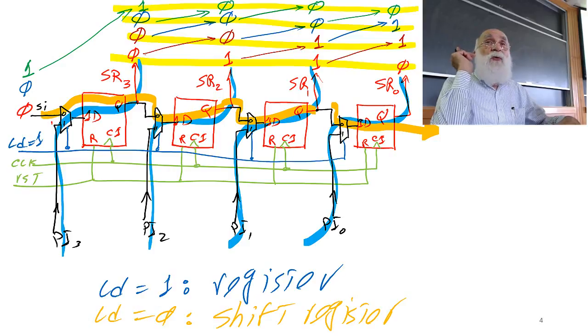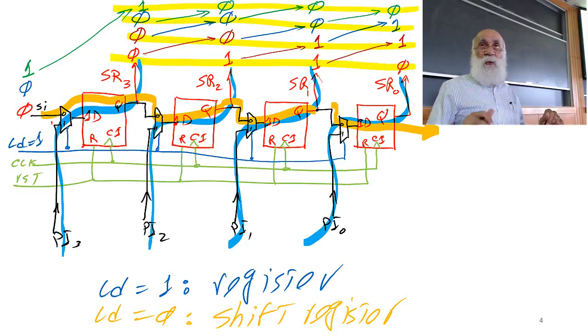Now, if you use latches instead of flip-flops, what would happen? If you use latches, what would happen? And let's say you put it in the shift mode, in the orange mode.